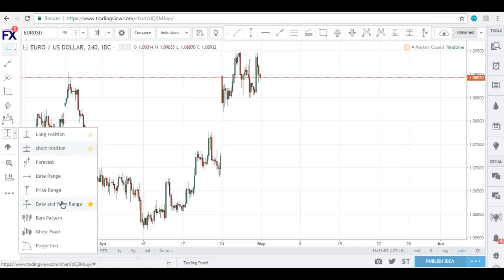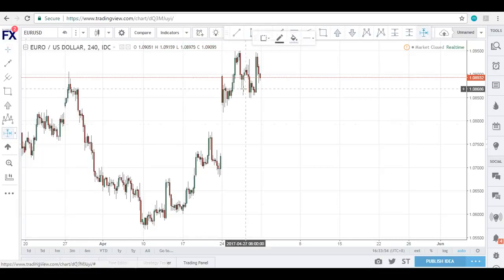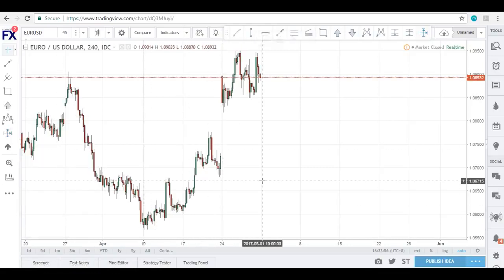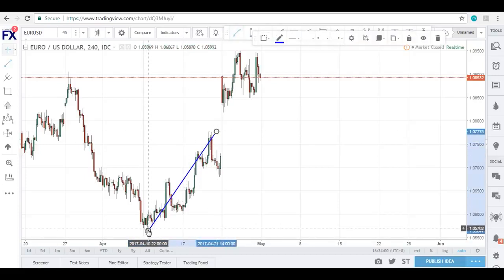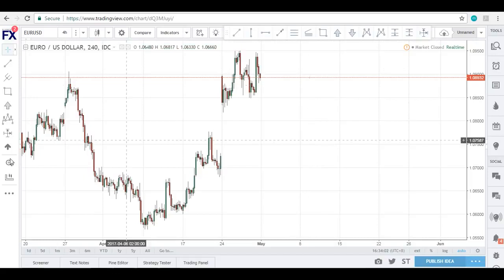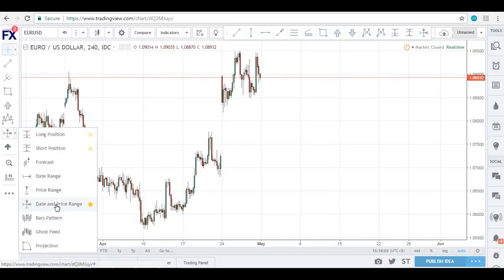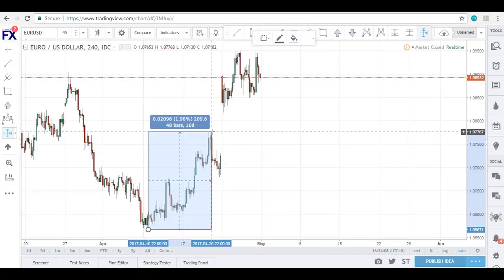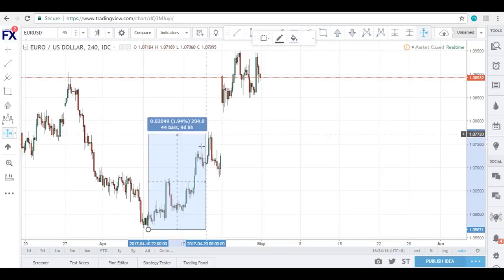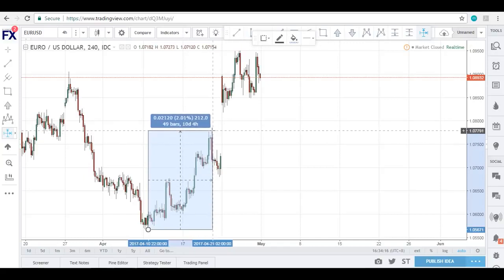Another neat tool would be this one. It's called the date and price range. Let's say you want to measure this move right here from this swing low to this swing high. You can use your date and price range from this swing low to this swing high, and you can see that it took about 10 days for price to rise up about 210 pips, as you can see on top of this area right here. About 10 days for 210 pips.